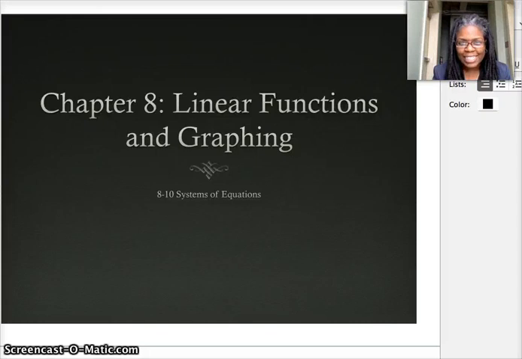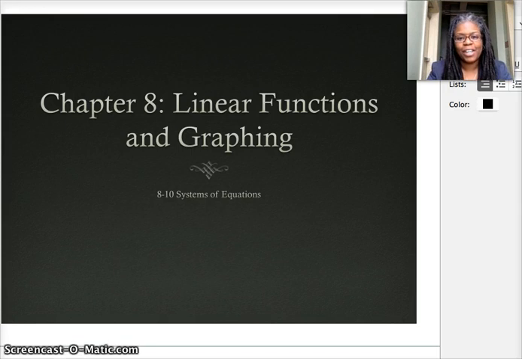Hey friends, we are in chapter 8 and we're looking at linear functions and graphing, and specifically today we're going to talk about systems of equations. This is a topic that we're going to talk a lot more about in Algebra 1, but as pre-algebra students, I think this is a fair time for us to at least consider this concept and see what it's all about.